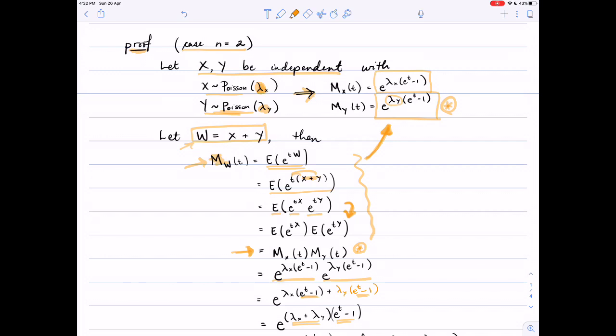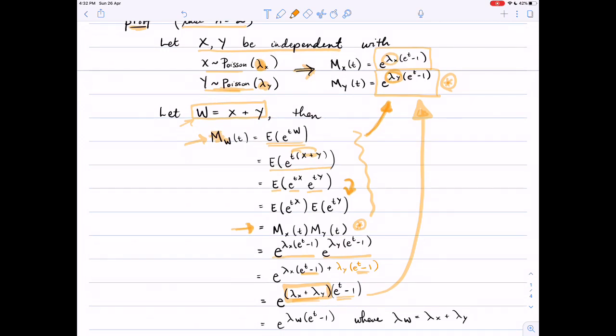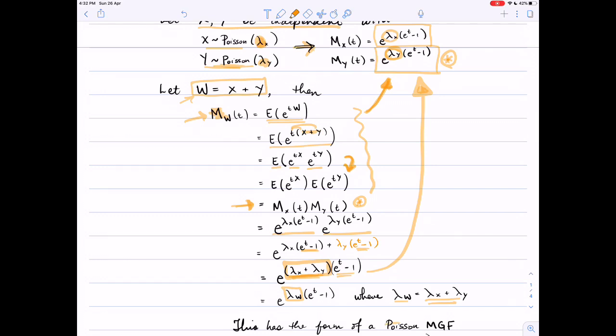But wait, hold your horses. Look at the form. This here is sitting in front of the e to the t minus 1, so that means it is playing the role of a lambda. So if we replace this by lambda sub w, so lambda sub w is the sum of the lambdas, then we have exactly a Poisson moment generating function.